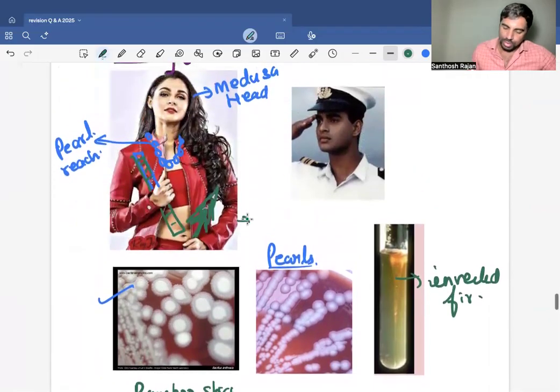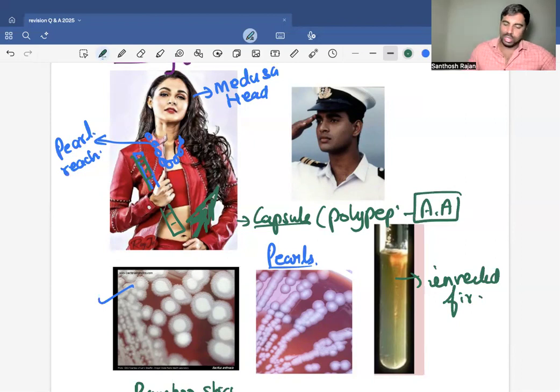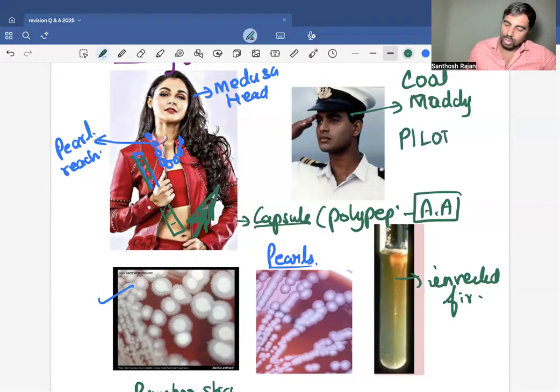And don't forget the capsule here. This is the only place where the capsule is made up of polypeptide, that is amino acid, a polypeptide. So A for anthrax, A for amino acid. Why is our cool Madhavan here? He is our cool Maddie, a pilot. Why is it cool? Because of Ascoli thermoprecipitation test.